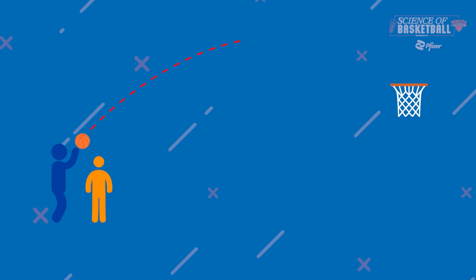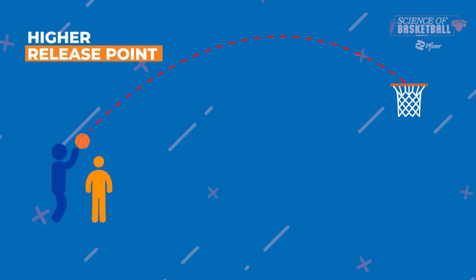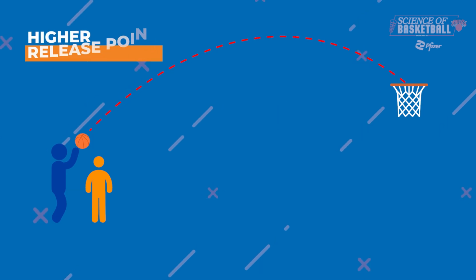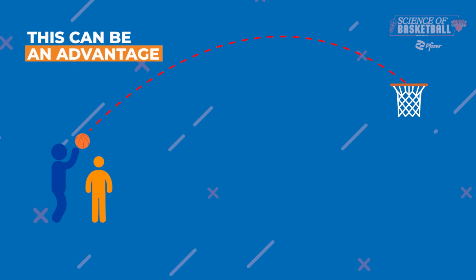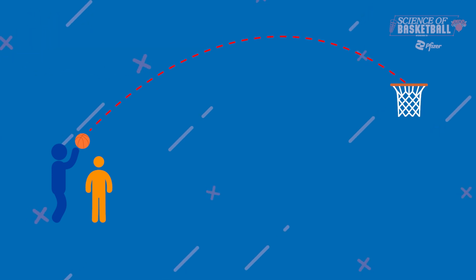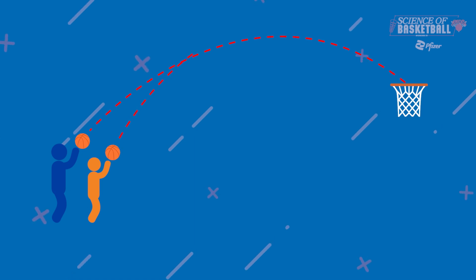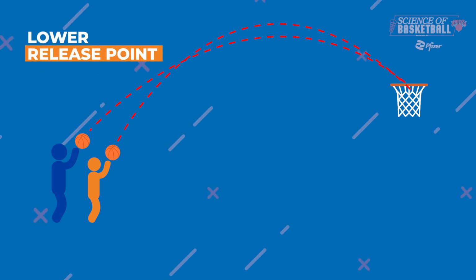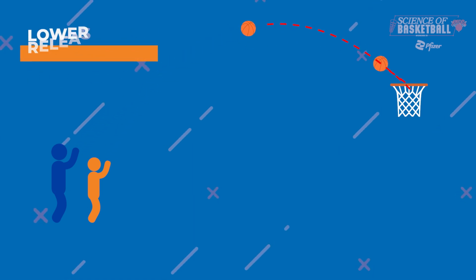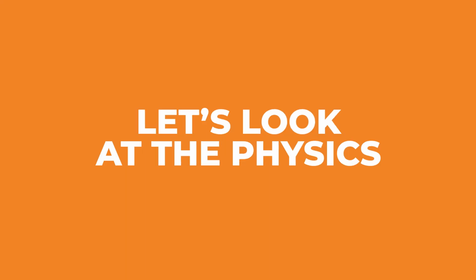Taller players generally have a higher release point, which means they have to shoot at a steeper angle. This can be an advantage as it allows for a higher arc, increasing the chances of the ball going through the hoop. Shorter players, on the other hand, might have a lower release point, which can make it challenging to achieve the same arc. Let's look at the physics.